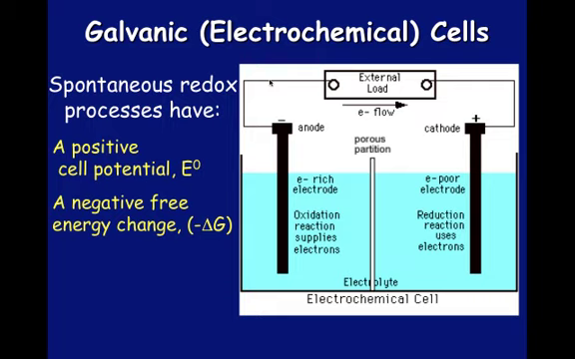The porous partition, or sometimes a salt bridge, allows the charge to be kept balanced on either side within the cell. So certain ions are able to flow back and forth, not electrons, but ions: nitrates, sulfates, some type of ion that can go back and forth. As more positive charge is built up on one side, the negative ion moves over there, and as less positive builds up, it goes back and forth.